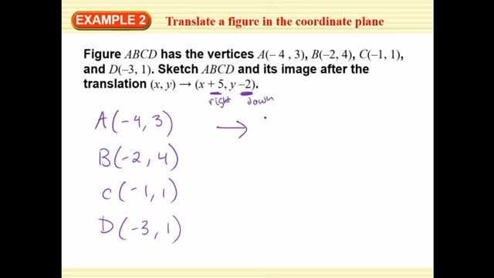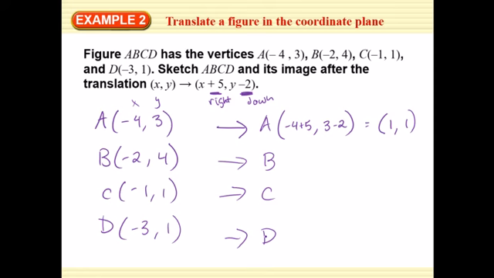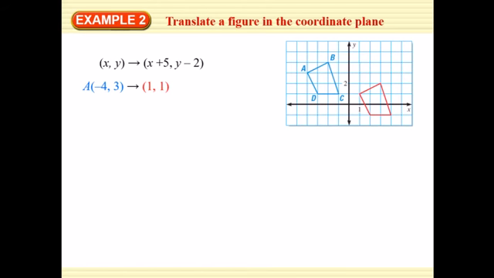So if I were to do the mathematics behind it, I've got -4 plus 5 and 3 minus 2, substituting in all of my xy's that I have, right? Which gives me 1, 1. Alright, and you would do similar operations for B and for C and for D. Alright, so it's going to end up, here's A, 1, 1, here's B, adding 5, subtracting 2, right 5, down 2.